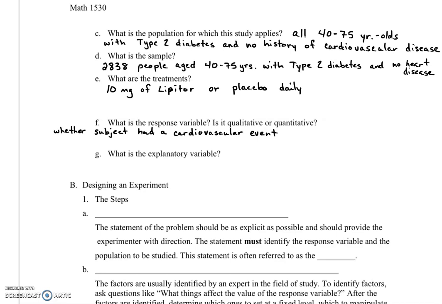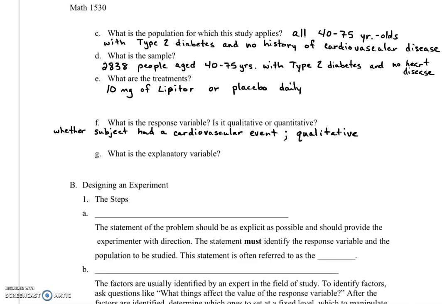Okay, now it's time to dig deep back to closer to the beginning of this chapter. Is that response variable qualitative or quantitative? Remember, qualitative is characteristics and quantitative is numerical. So whether or not we had a cardiovascular event is not a number. So it is a qualitative variable.